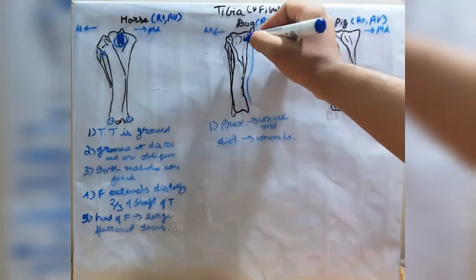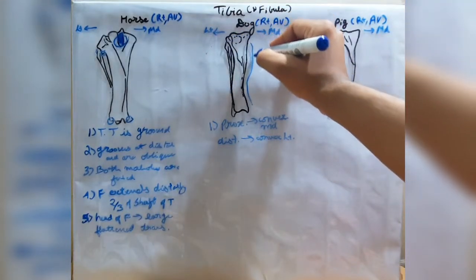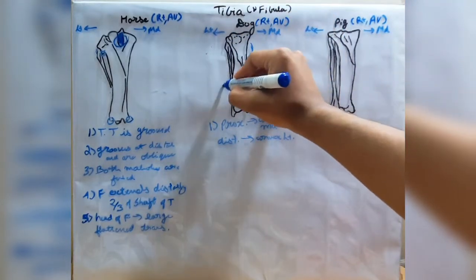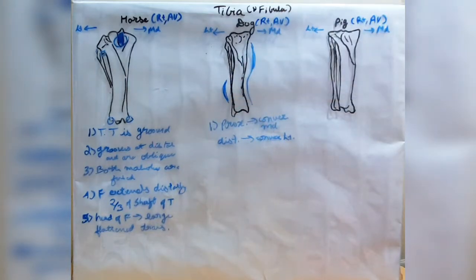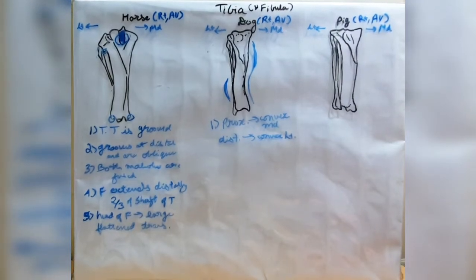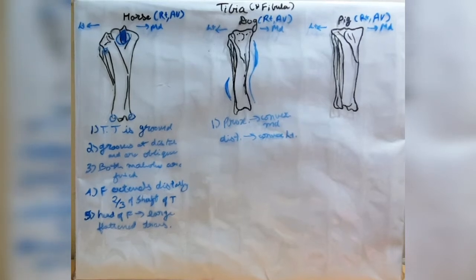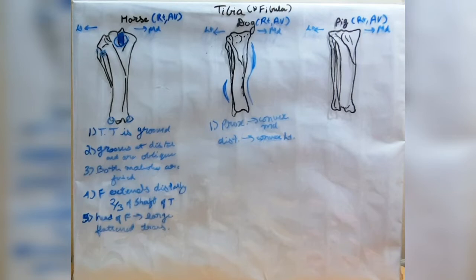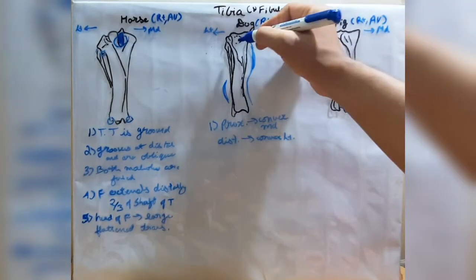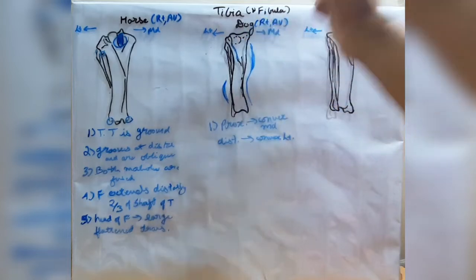Okay, so you can see it is convex medially and this is convex laterally. So it gives an S-like curve to the shaft of the tibia. Now the second point is the crest is very short in length as compared to other animals, but it is very prominent. So this is the crest of tibia.